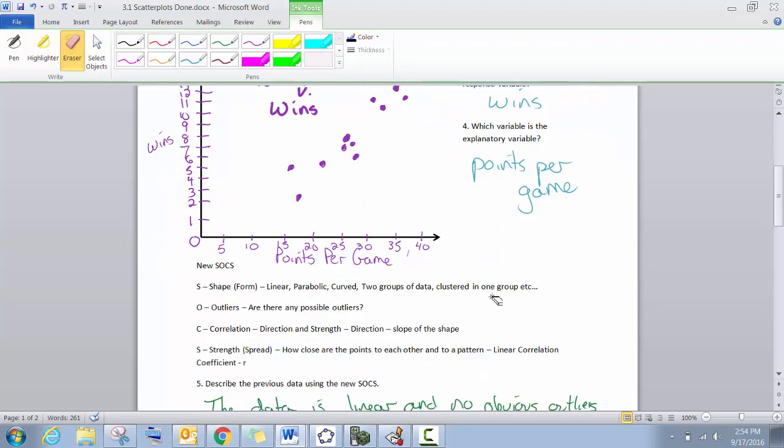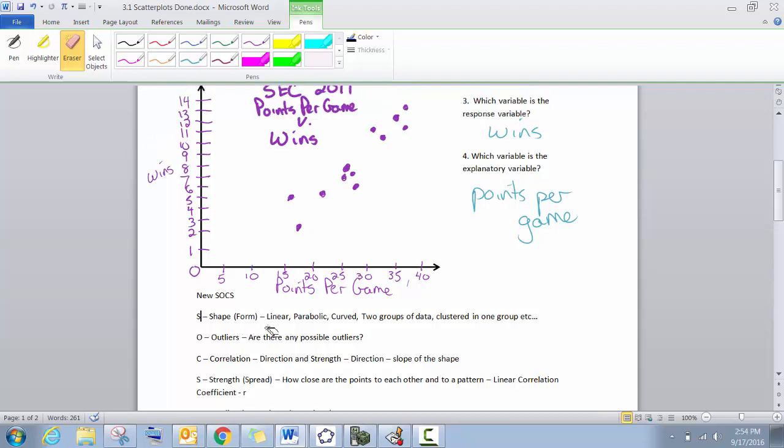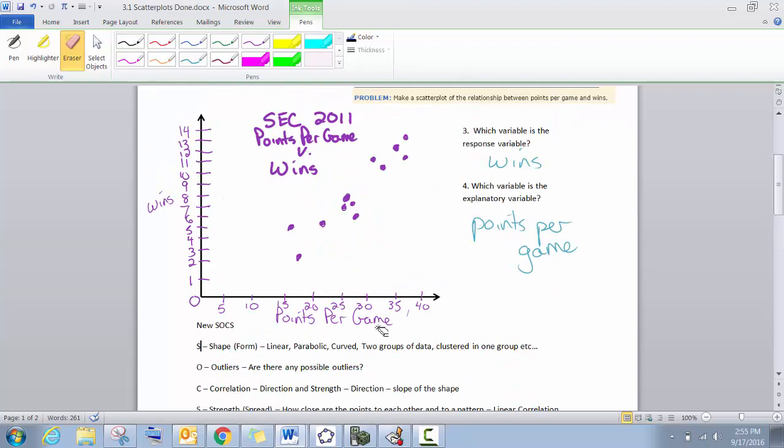Now we have a new SOCS. S is shape still. The book calls it form, but it's the shape of our data. Is it linear, parabolic, curved, two groups of data, clustered? So this data is linear. It's in this line. Outliers, still outliers. Does not look like there's any outliers. They're all along the same pattern.